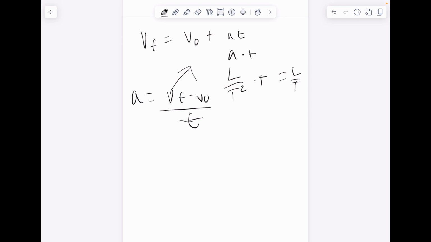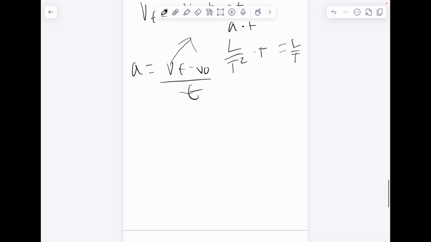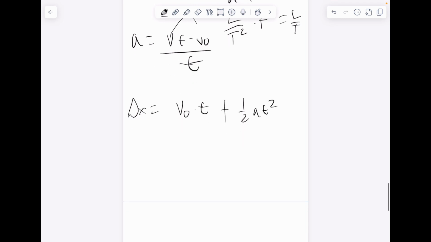Now, the next formula is displacement is equal to initial velocity times time plus 1/2 AT squared. So again, this works dimensionally because this is length over time times time, which is just length, and then over here we get length over time squared, which is another length.